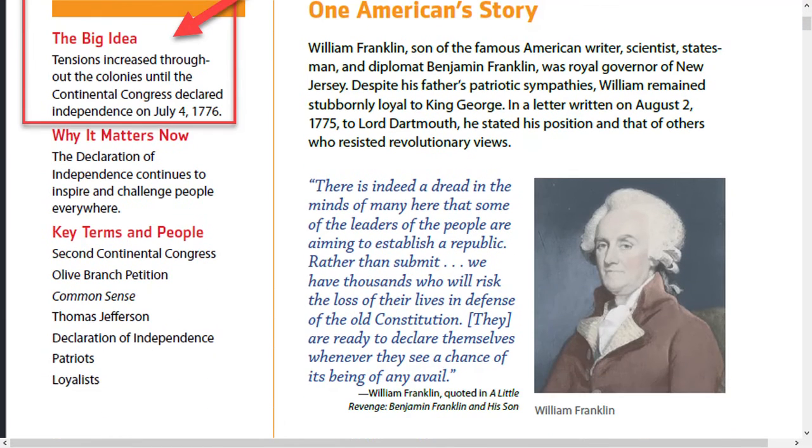Now, why it matters now is because the Declaration of Independence continues to be a very influential document. Many other countries have even adopted it and just added their own country's name into it when they declared their own independence, which is kind of the highest form of flattery when another country adopts your declaration for their own.